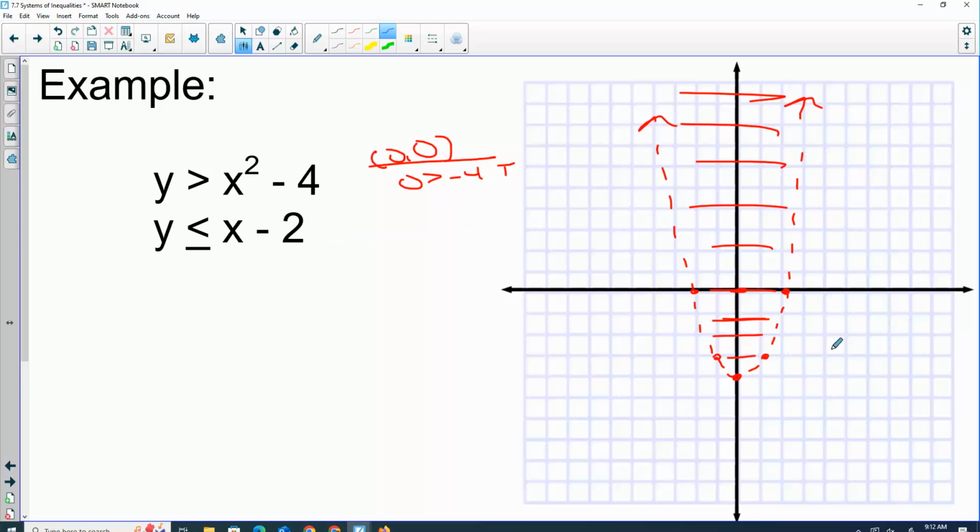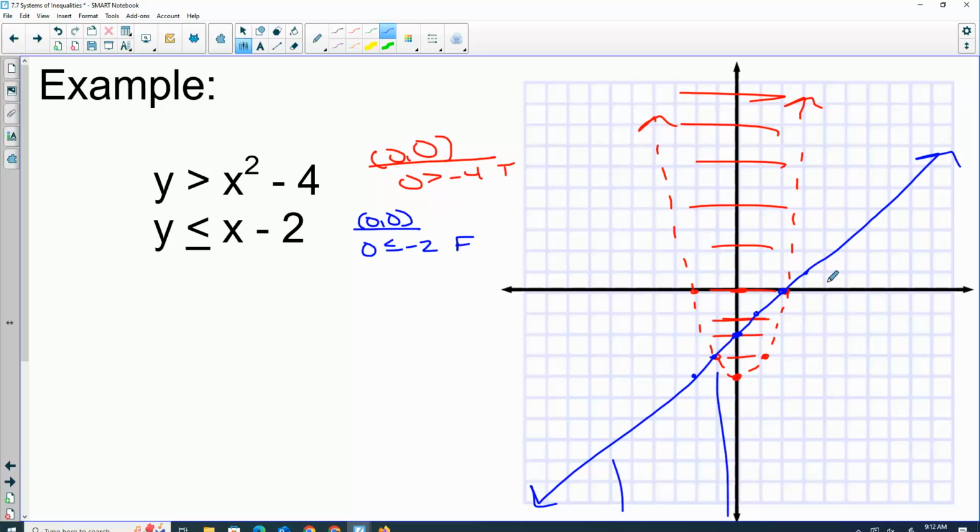Then the second one is a line, y-intercept of -2, slope 1, equal to would be a solid. Says y is less than, so that's below, or if you do your test point of 0, 0, you get 0 is less than or equal to -2, which is false. So you can't shade 0, 0, we're shading the other side. So our overlap is the part in the parabola, but underneath the line.